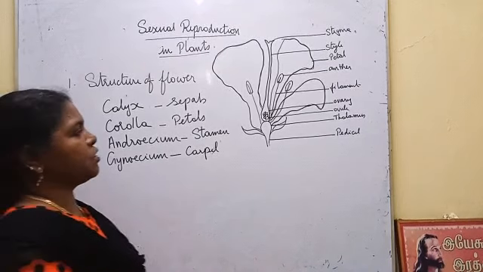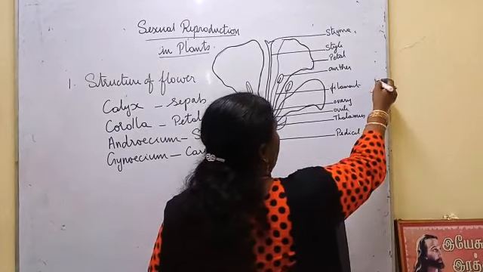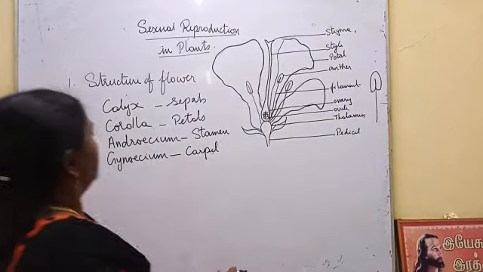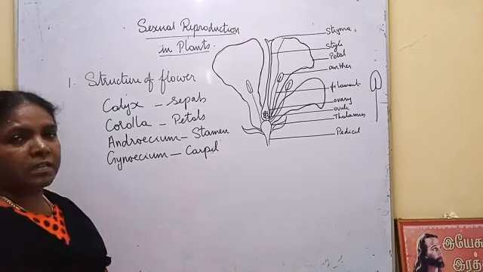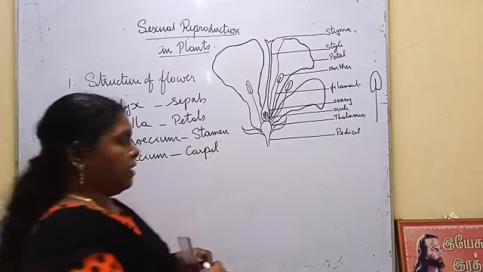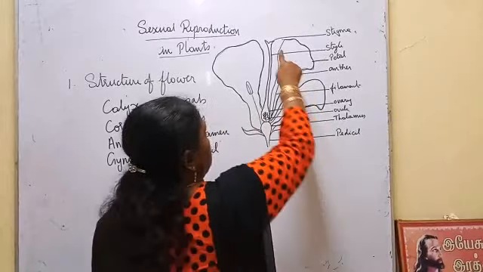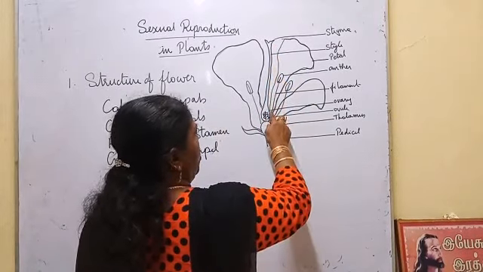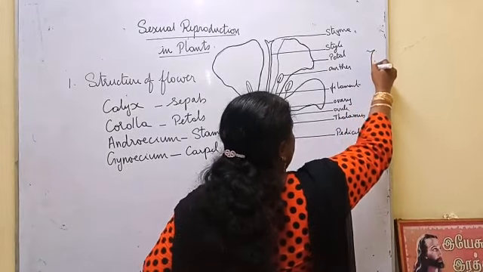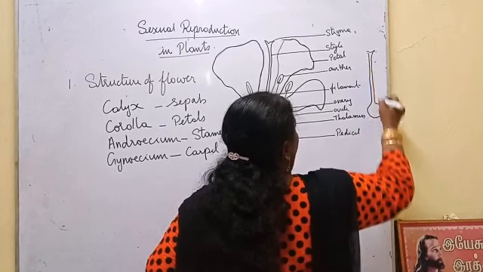Each stamen consists of a filament and a sac-like structure called anther. Then gynoecium is the female reproductive part of the flower. It is made up of carpels. Each carpel has stigma, style, ovary, and ovule.